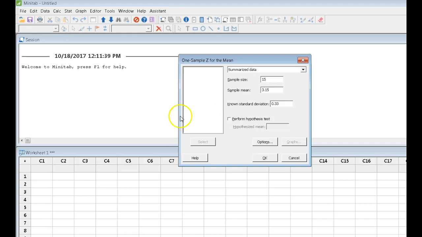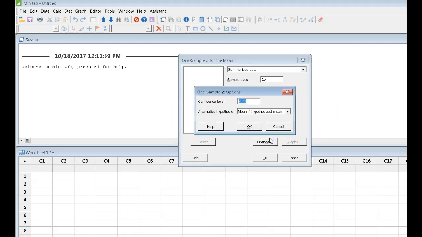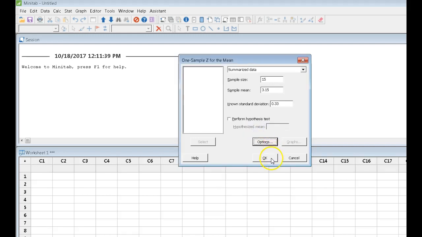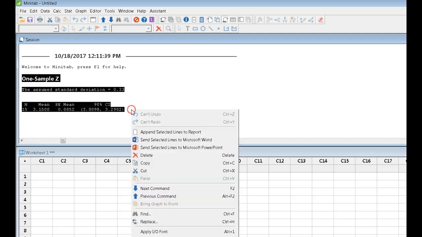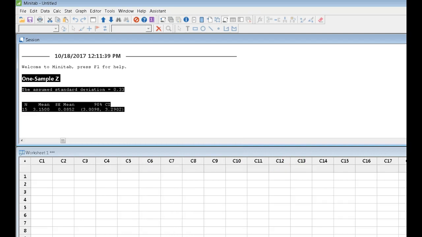Now, this business about perform hypothesis test, I'm ignoring that for the time being. I'm going to come back in here. Now, my confidence level, the default is always 95, so in this case we have to change that. We want a 90%, and we want the alternative hypothesis here to read not equal to, because if I say not equal to, it will give me an interval where there will be a lower end point and an upper end point. I say okay and okay, and here's the information that I get from Minitab. And I'm going to copy that information, and hang on because I'll come back to it here.